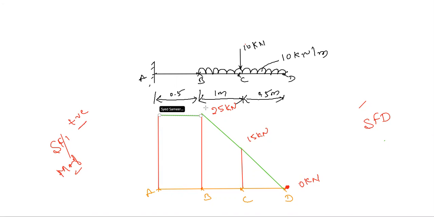I hope now you understood the concept over here. Clear? Okay, fine. The next step, we need to draw the bending moment diagram for this. To calculate bending moment, let us see here. Next, the same problem, the same cantilever beam, with the intensity of load, and here we have a point load, at a distance of 0.5 meter. This is 1 meter.